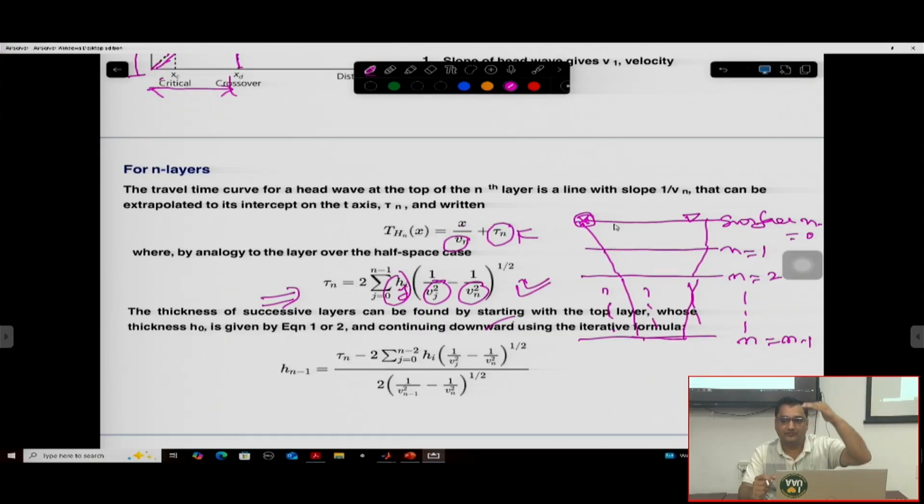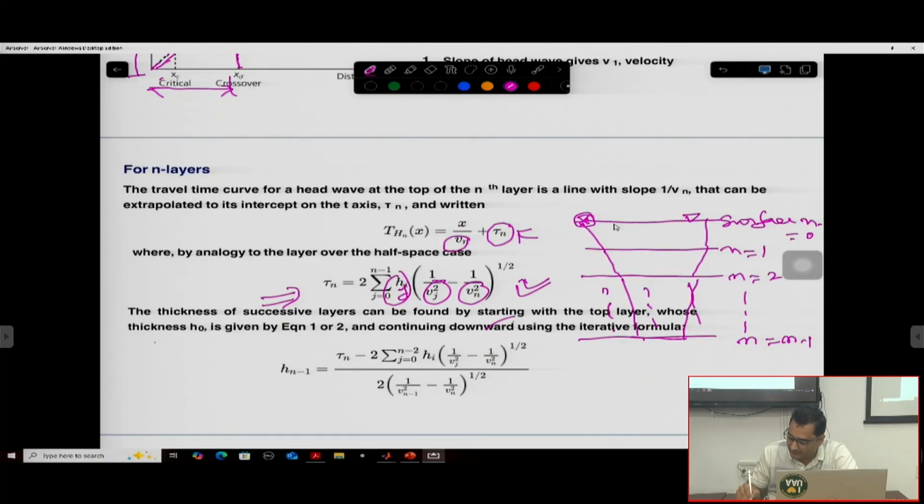So first you need to solve it for the first interface. From the first interface you will get the h naught, you will also get the v naught, you will also get the v1, and thereafter you will have to do the same for the second interface. From there you will have to find the velocity v2, v1 you have already found, and then h1 you need to find out.